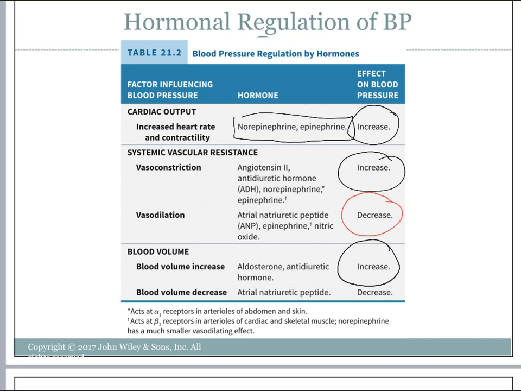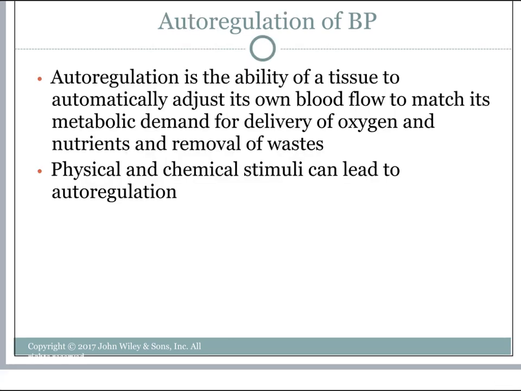And then ultimately, lastly, for blood volume, we decrease blood volume. Atrial natriuretic peptide is the hormone that does that, ANP, and again, decreasing. So a couple things that decrease, again, ANP is that driving force here to decrease blood pressure.